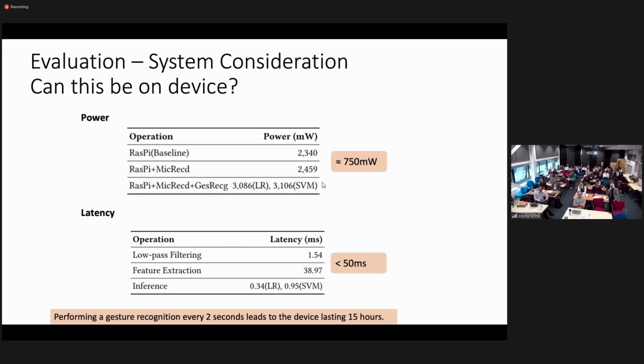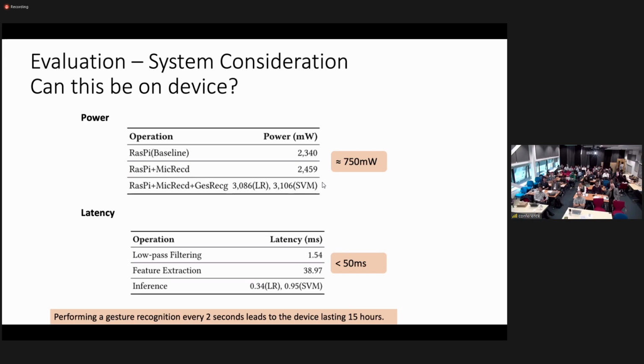Latency. Just doing pre-processing, doing feature extraction, and doing the inference. The feature extraction is what takes most of the milliseconds. Running the inference is very quick. And so we tried one other thing, which is performing gesture recognition every 2 seconds, which is very much aggressive, right? Every 2 seconds gesture recognition, and the device lasted 15 hours.